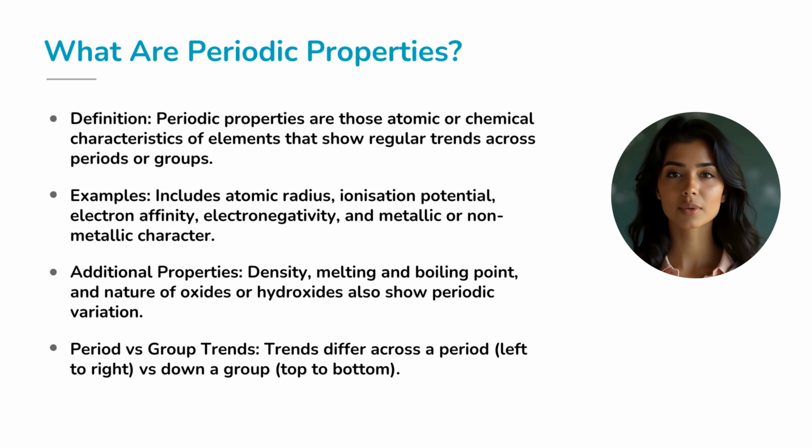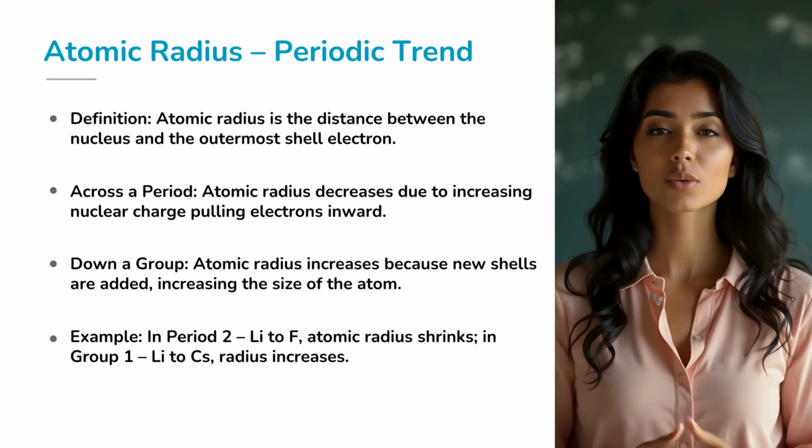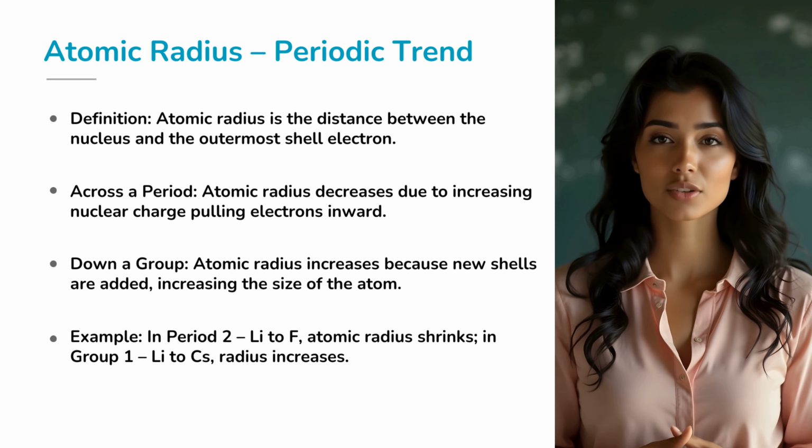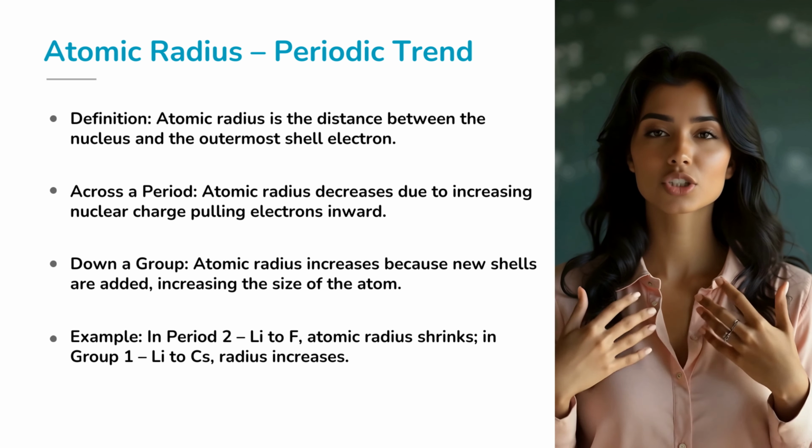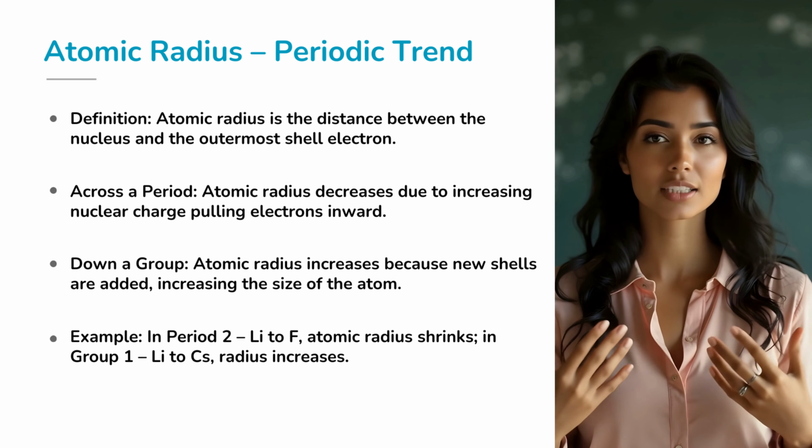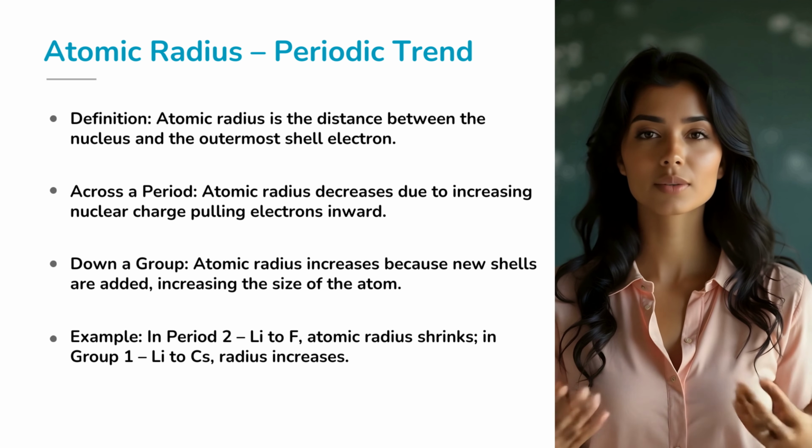These patterns help us predict the behavior of unknown elements, design reactions, and even build materials in industries from electronics to pharmaceuticals. Let's begin with atomic radius, or the size of an atom. Definition: it's the distance from the nucleus to the outermost shell of an atom.